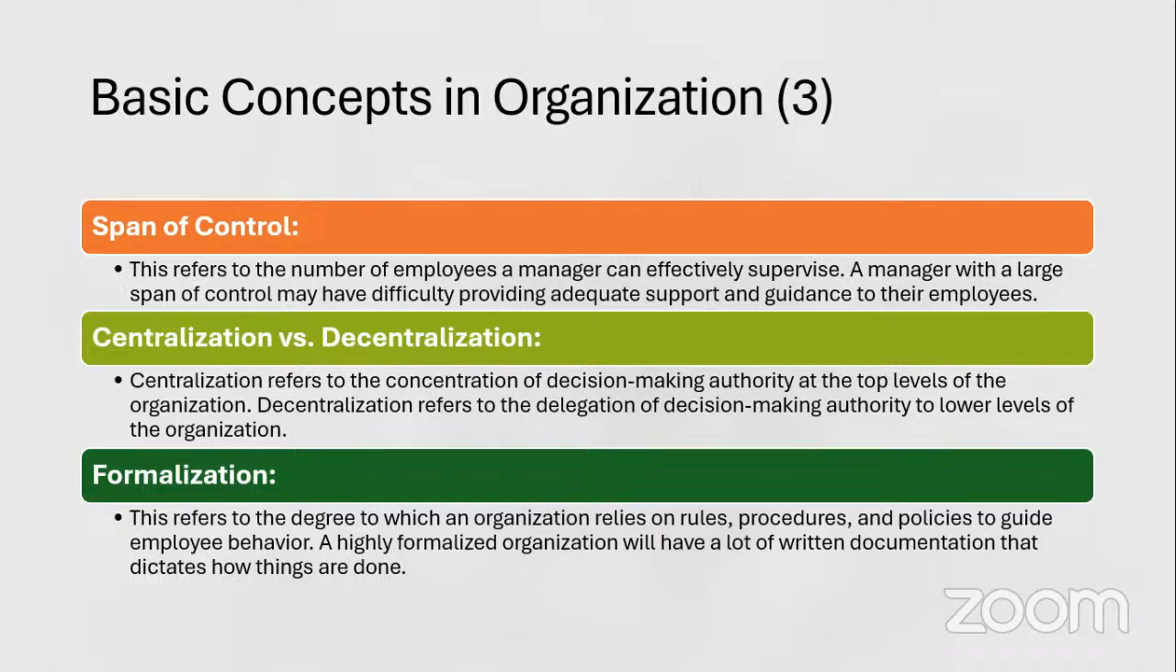The number of employees a manager can effectively supervise. A manager with a large span of control may have difficulty providing adequate support and guidance to their employees. So span of control: you have a director, deputy director, assistant director, supervisors, CEOs, managers, then officers, as the case may be, okay? They have formalization.